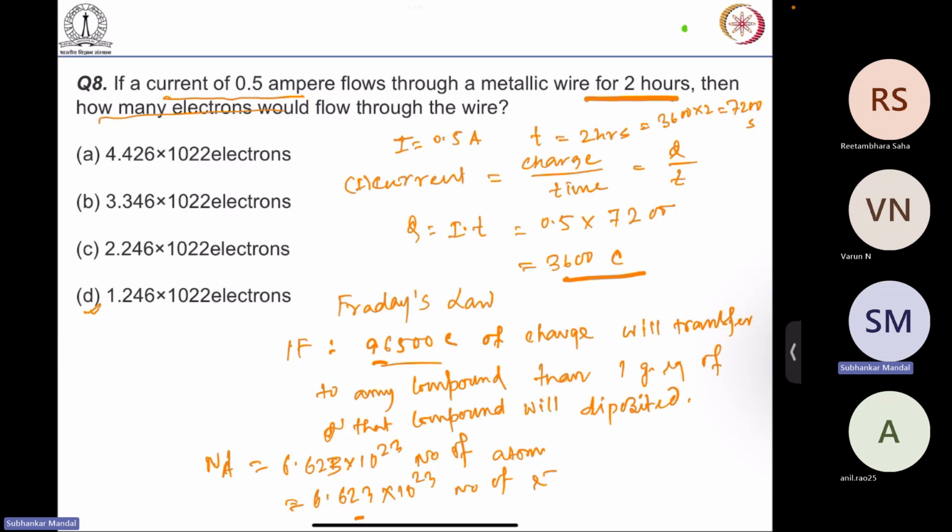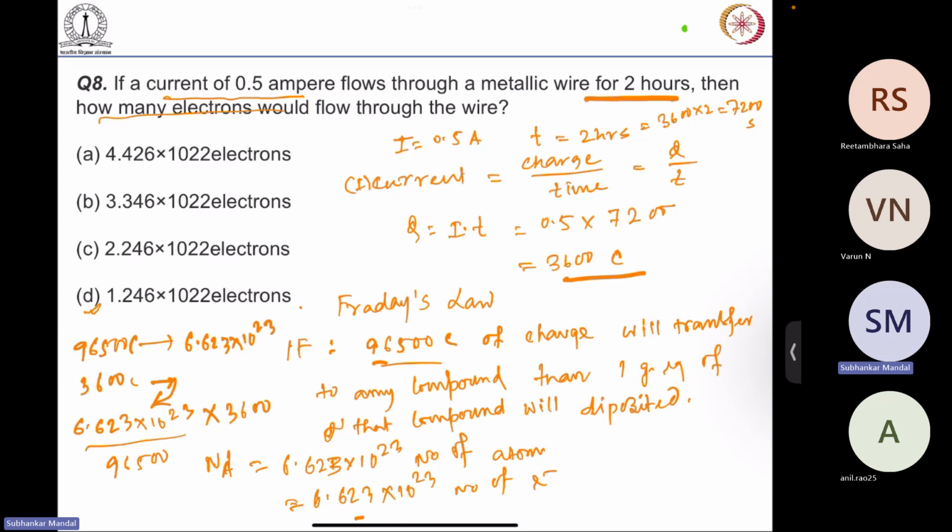Then we can calculate how much will be transferred now. If you transfer 96500 coulomb, then 6.023 into 10 to the power 23 electrons. If you transfer 3600 coulomb, how will it be? I can write here 6.023 into 10 to the power 23 divided by 96500, into 3600. Okay, so you can calculate how much it is coming.